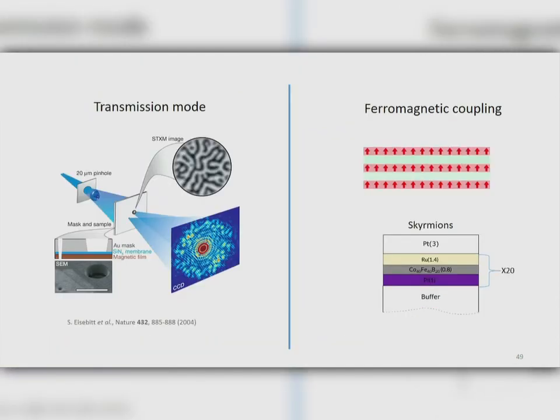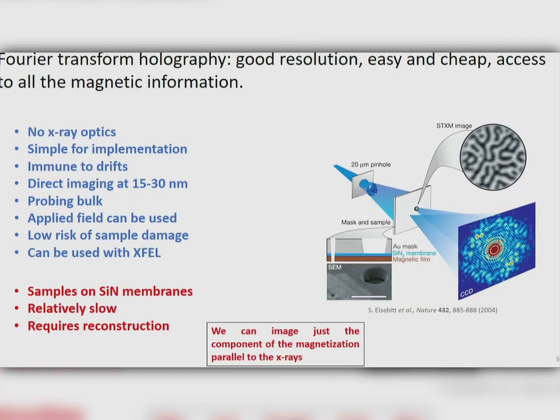But let's go to transmission mode. So no more reflection, now we have transmission. The transmission mode allows us to perform holography. As Peter was showing before, holography is a very interesting tool, and I really like it because it has, first of all, no X-ray optics, no zone plate, it's very immune to drifts, and allows us to image things down to 15 nanometers. But the problem is we can only image the component of the magnetization parallel to the X-ray.